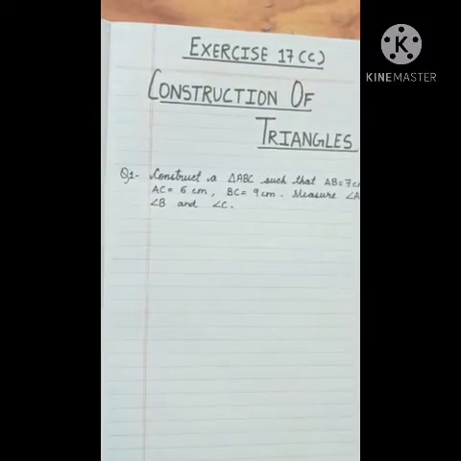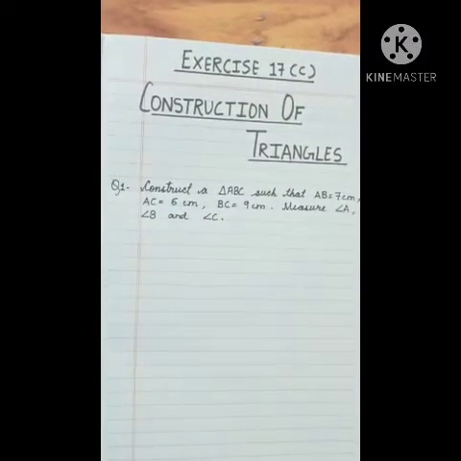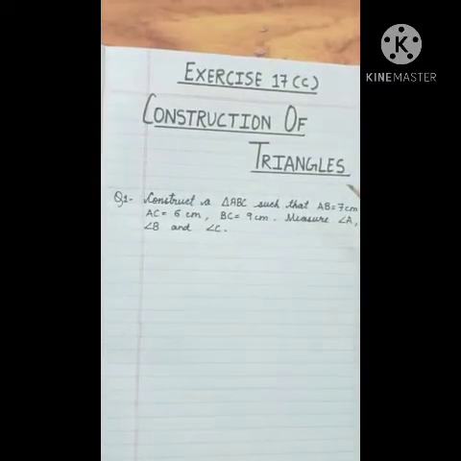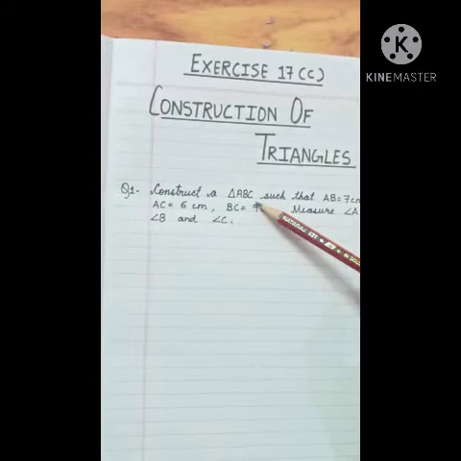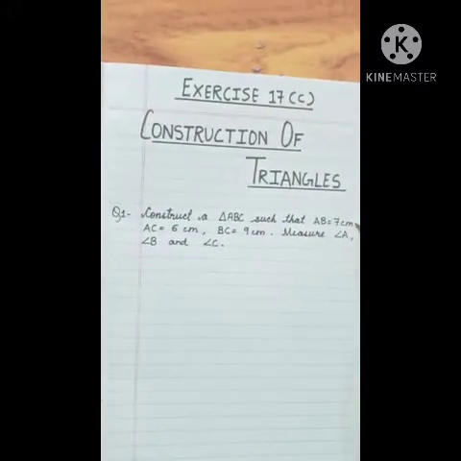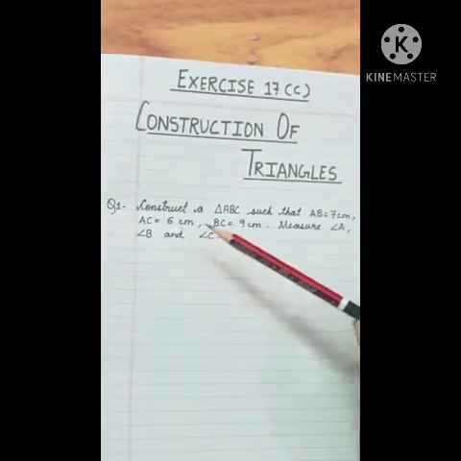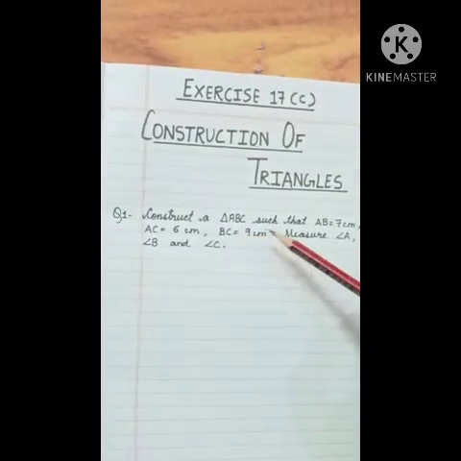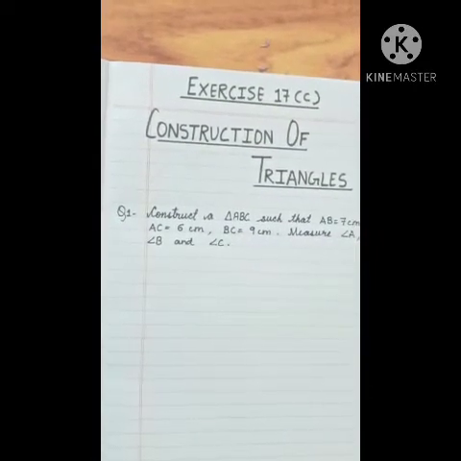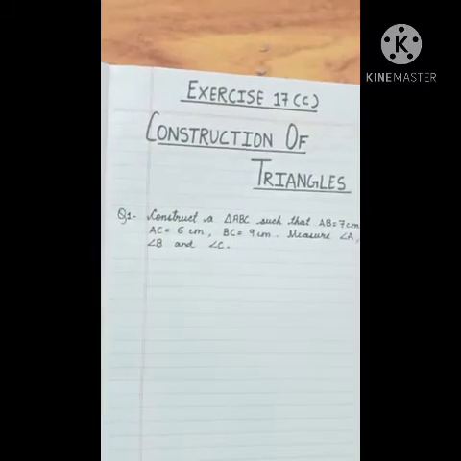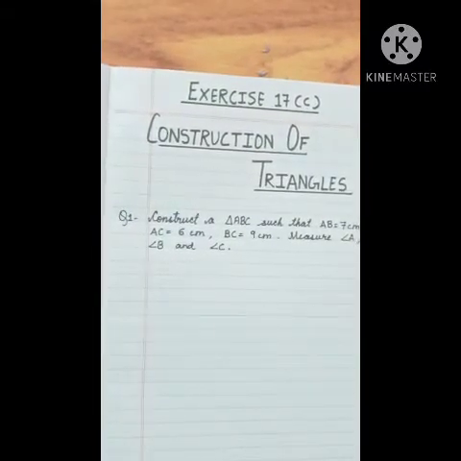Today I have taken up a topic, construction of triangles. This is question number 1 of exercise 17c. Construct a triangle ABC such that AB is equal to 7 cm, AC is equal to 6 cm and BC is equal to 9 cm. First, we construct a triangle and then we measure angle A, angle B and angle C.